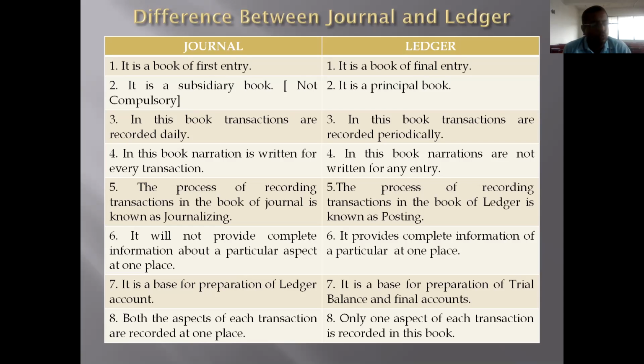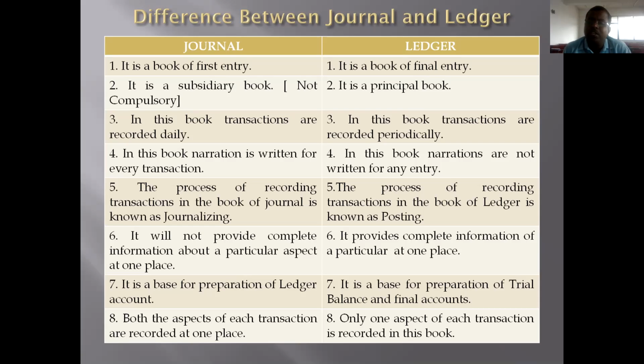Okay. Then the sixth difference: the book of journal will not provide complete information about a particular aspect at one place. Meaning, you won't get the status of a person or a particular thing at one place in the book of journal, because information related to a particular aspect will not appear at one place. But in the book of ledger, we write all similar kinds of transactions at one place. That is the reason it provides complete information at one place.